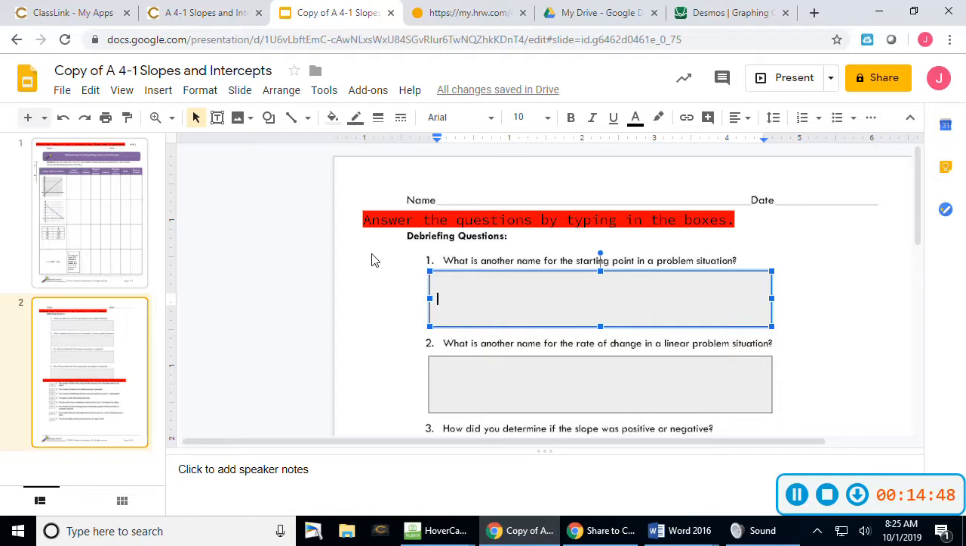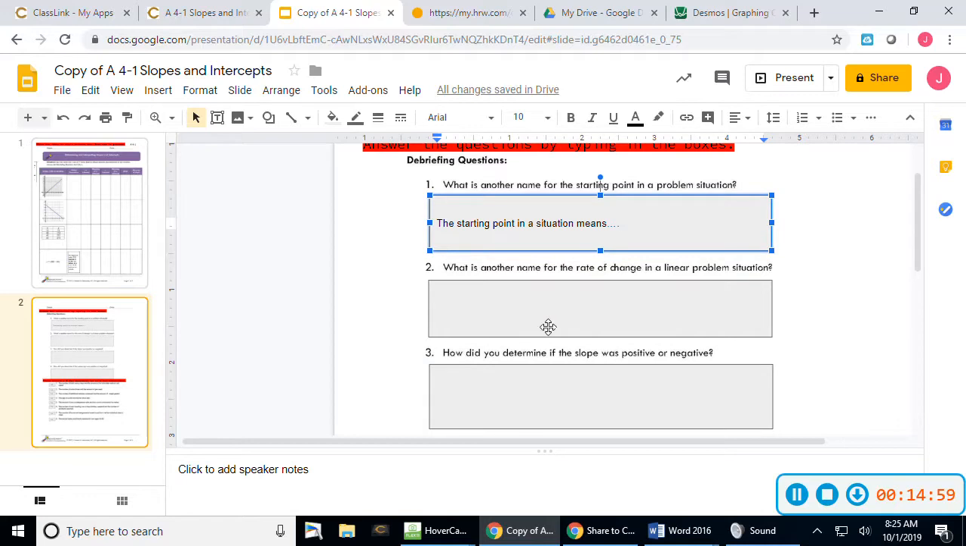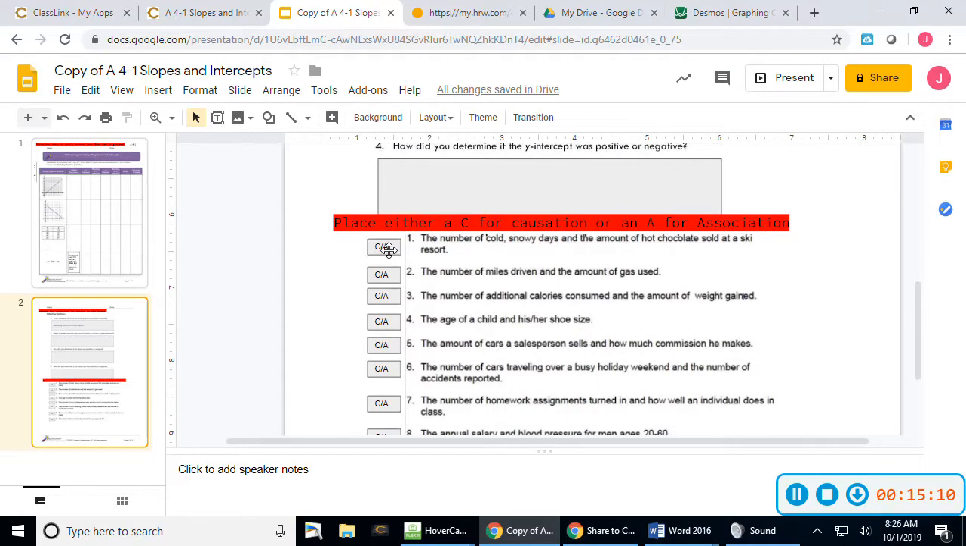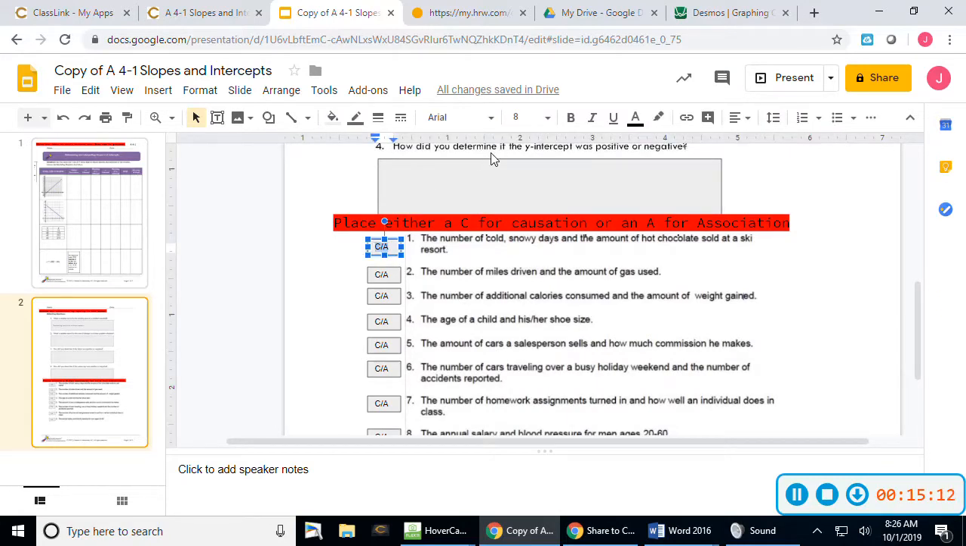The starting point in a situation means... and finish that. Okay, what is another name for the rate of change? Again, double click and you can type. All right, right here, please enter either a C for causation or an A for association. So right here, you're going to double click, and then you can delete whatever you need to delete.